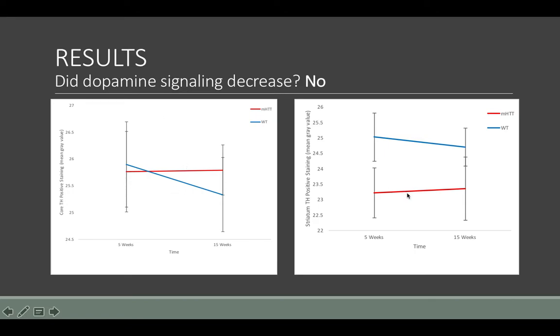The same can be said in the striatum here. The wild types up top here in blue at 5 weeks are not different than wild types at 15 weeks, and the mutants at 5 weeks are not different than the mutants at 15 weeks. And again, further, these two are not different from each other. So nothing interesting happened.